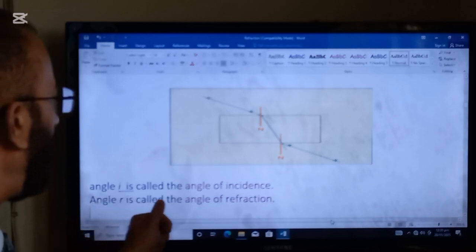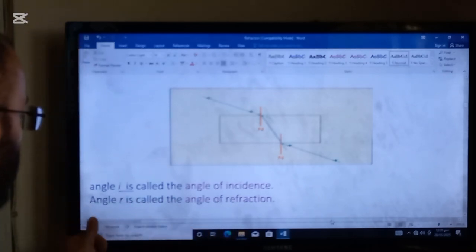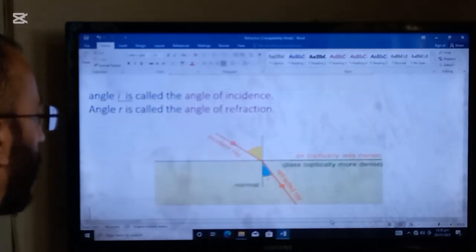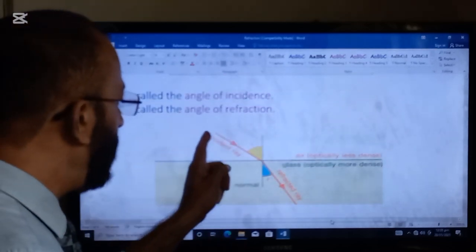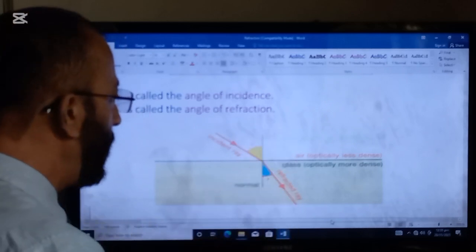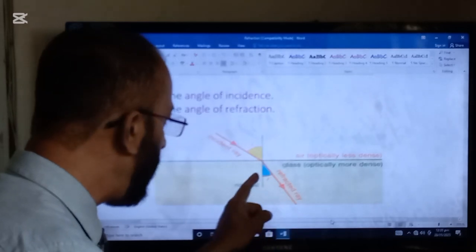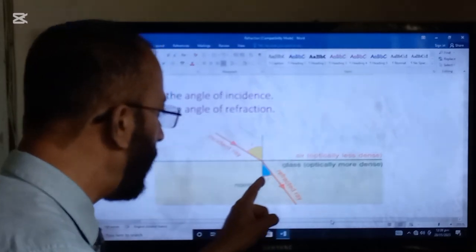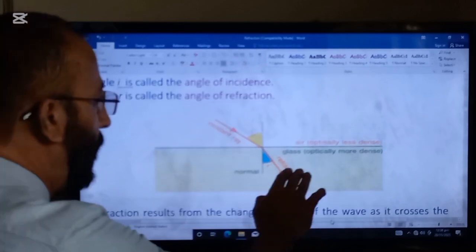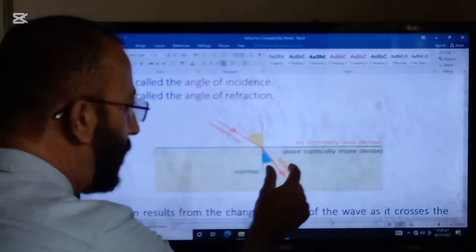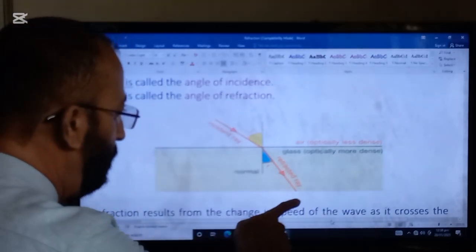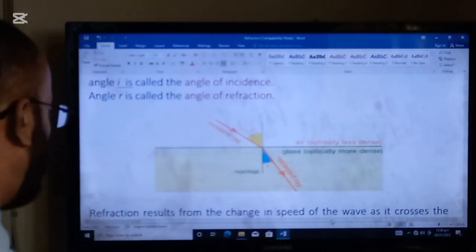Angle I is called the angle of incidence, and angle R is called the angle of refraction. So the angle between the incident ray and the normal is called angle of incidence, and the angle between the refracted ray and the normal is called angle of refraction. Air is optically less dense, glass optically more dense. This is the incident ray, this is the refracted ray, and this is the normal.